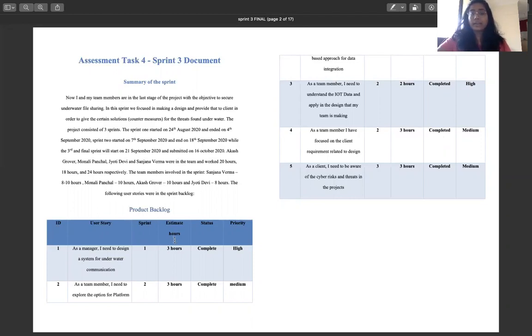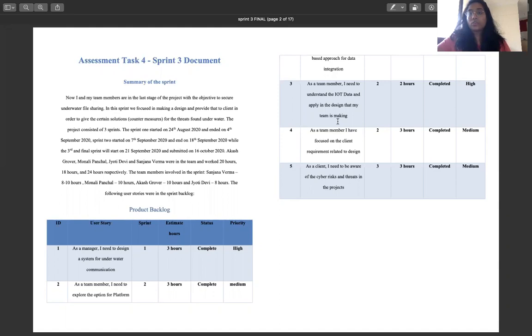Basically, our client had asked us to design a system for the communication so that all the communication that happens underwater stays secure and there is no intervention, nor can any enemy nodes interrupt or distract any services or communication. We also had many other tasks which we had to perform.